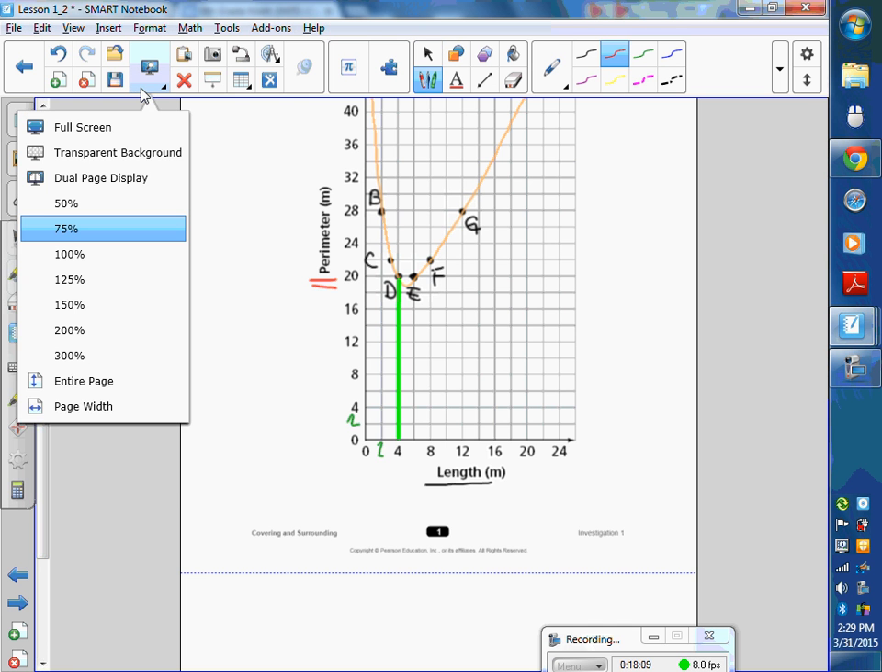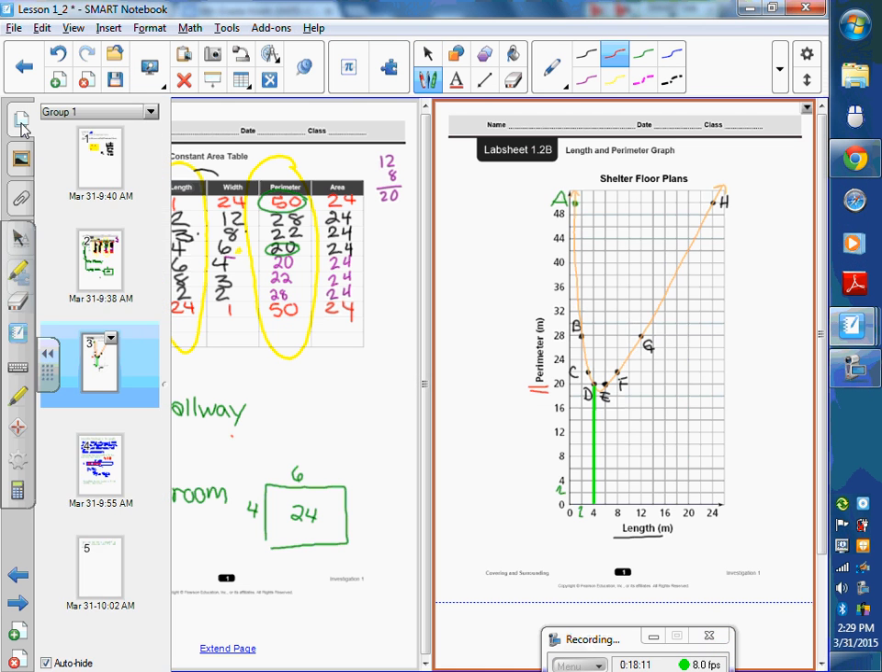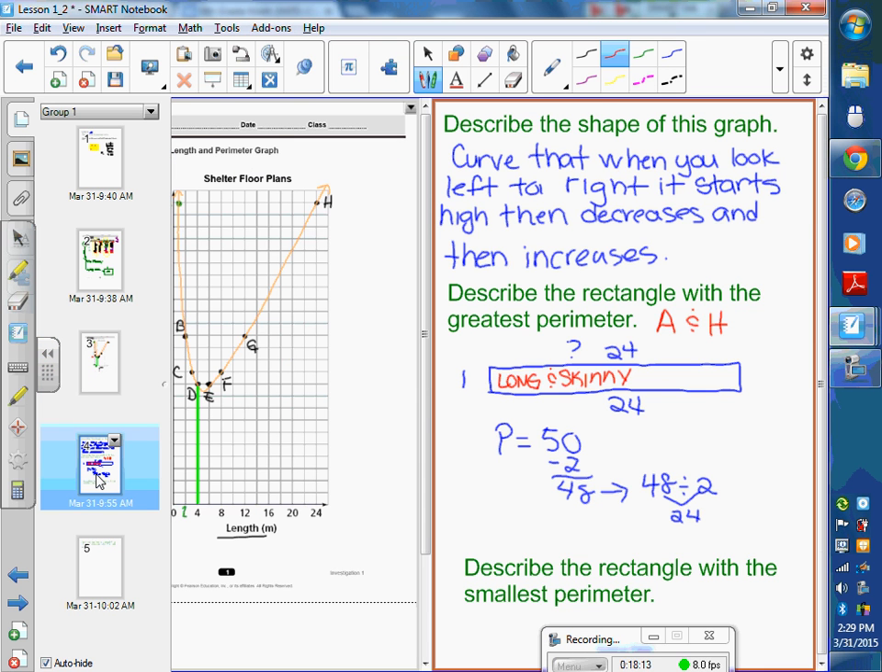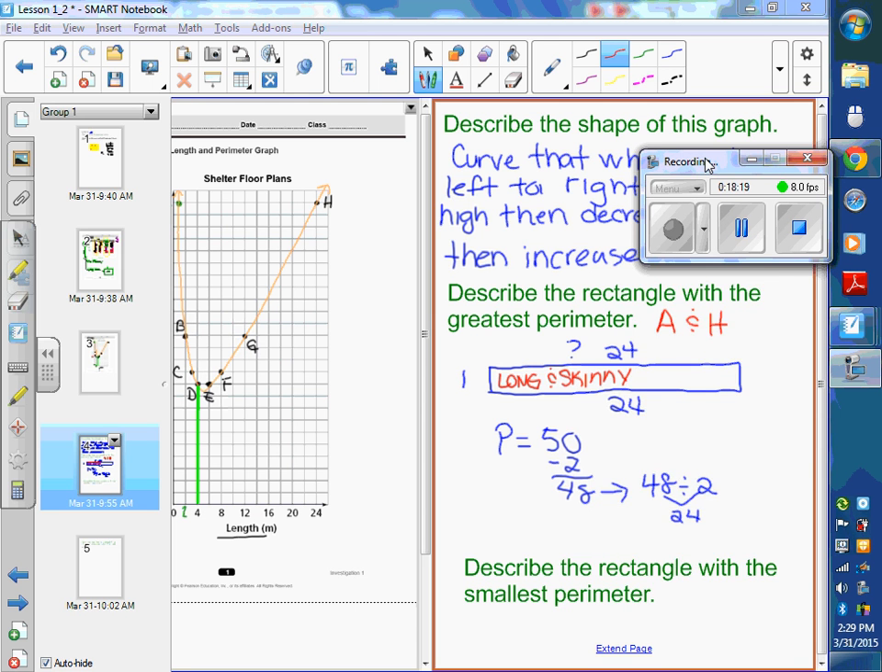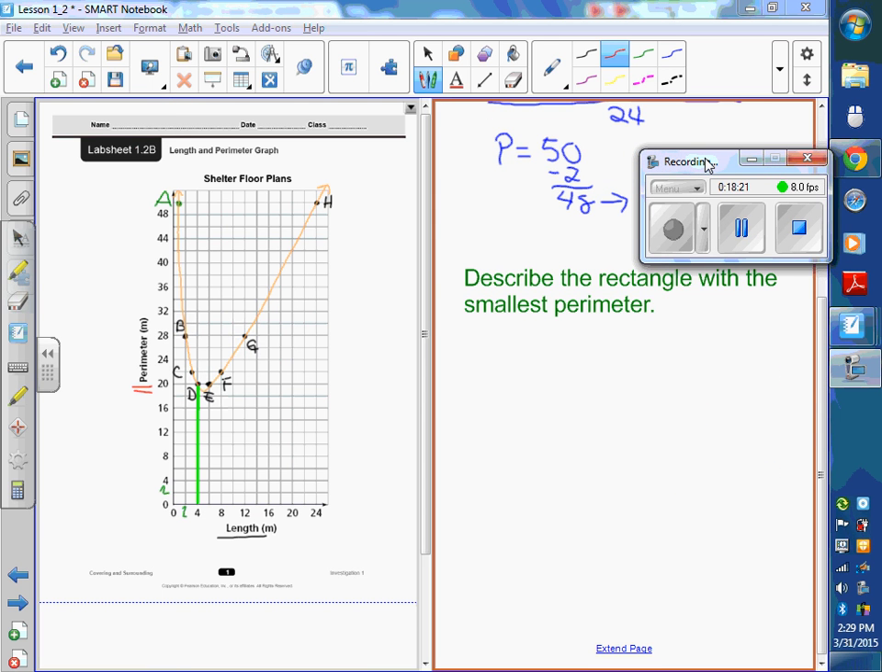So if I go back to the 2-page view, in order for me to describe it, I need to think about what it looks like. So D and E are both the rectangles with the smallest perimeter, and I know the length is 4. The perimeter was 20 on those. So Aaron, how are you going to find the missing side?